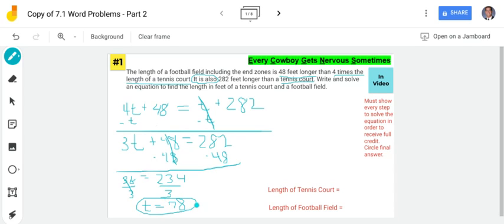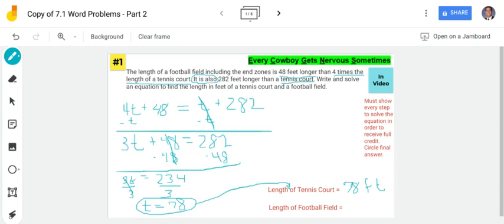And what do we say T is? T is the length of the tennis court. Okay, so we know one part of our answer because we need to know both of these, the tennis court and the football field. So the tennis court is 78, and our units were feet. Okay, so we can put FT for feet. Length of the tennis court is 78 feet.